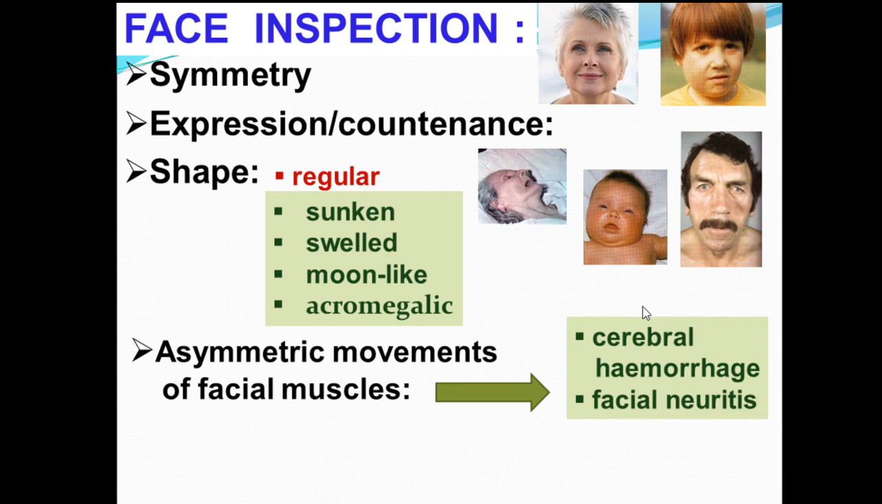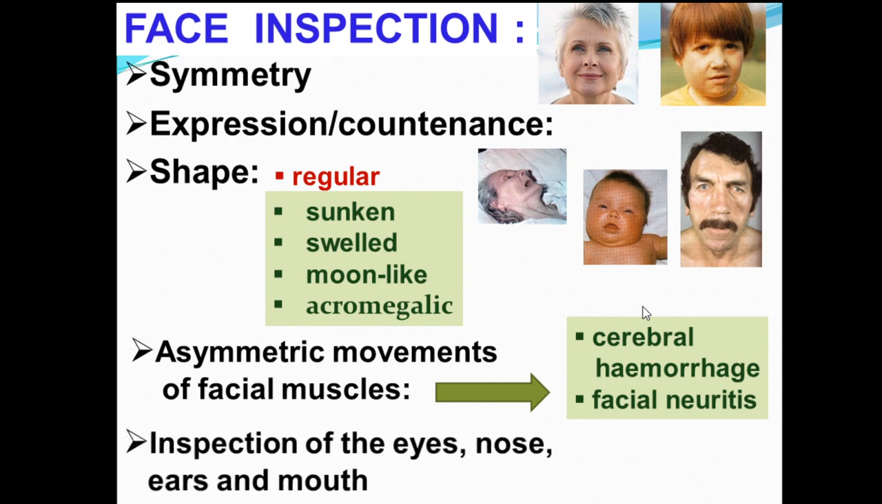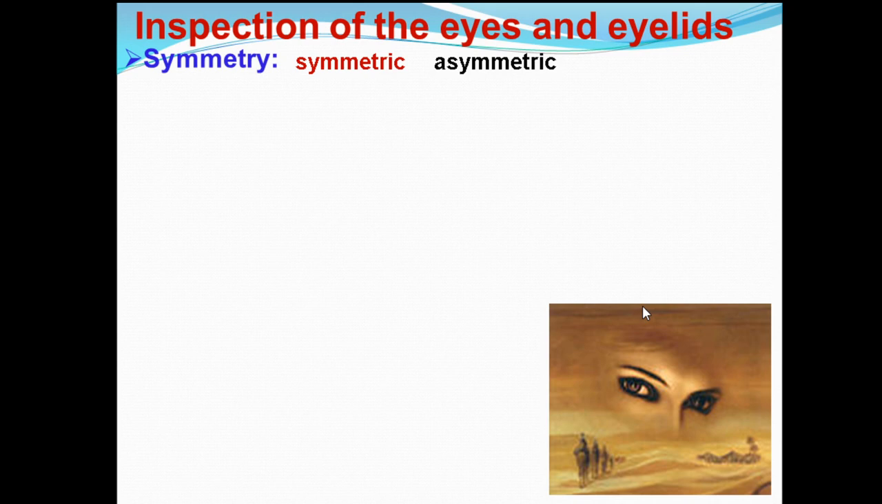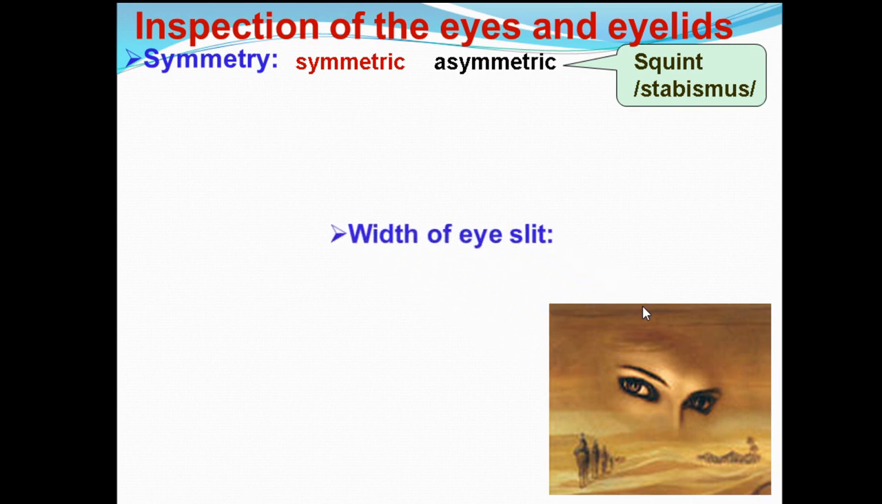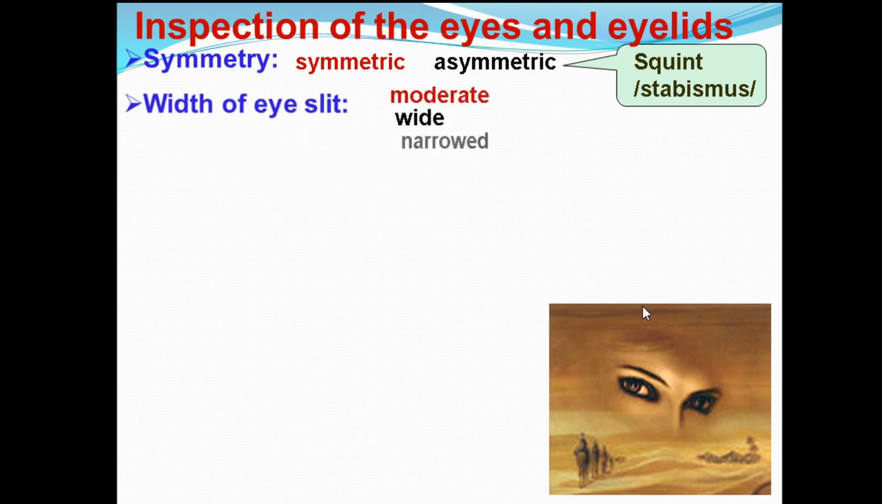We can see some asymmetric movements of facial muscles due to cerebral problems or some affection of facial nerves, facial neuritis, for example. We obligatorily inspect eyes, nose, ears, and mouth, after which we can formulate a full conclusion. When we inspect eyes, again, first of all, we pay attention to asymmetry, normally symmetric, in pathology asymmetric, which is called squint or strabismus, which may indicate some pathology of the nerve, endocrine or brain affection.